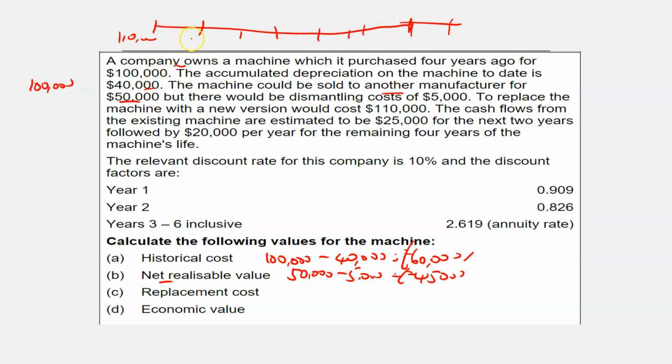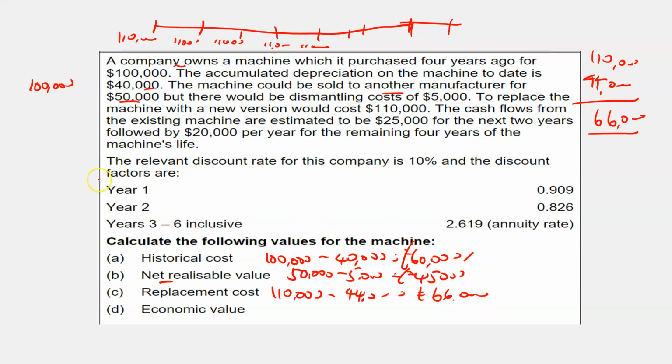And therefore, the 10-year thing would be 11 times 4, and therefore the replacement cost would be 110,000 minus 11 times 4, which is 44,000, which gives you 66,000. I would go with 66,000 there. 110,000 minus 44,000, which of course is equal to 66,000.